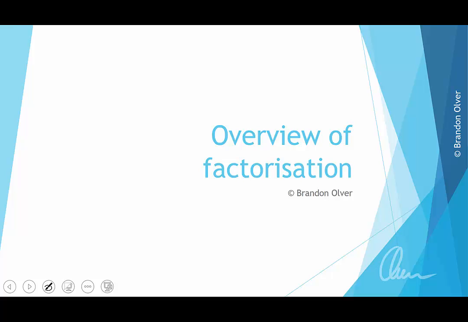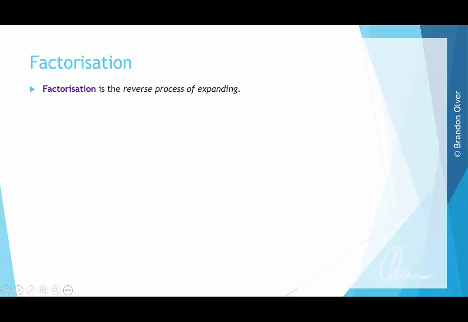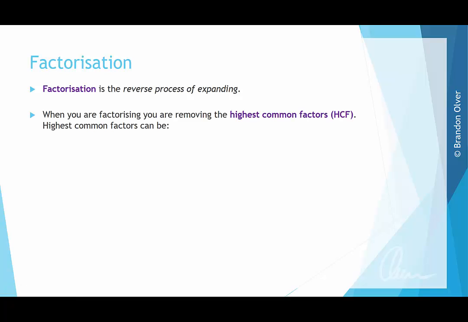In this video, we'll be looking at an overview of factorisation. Factorisation is the reverse process of expanding. When you are factorising, you are removing the highest common factor. Highest common factors can be a constant term, such as the number 5 in 5x plus 15.